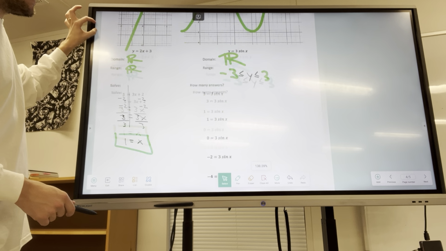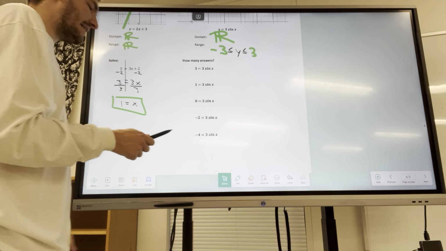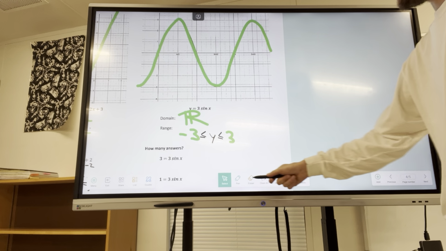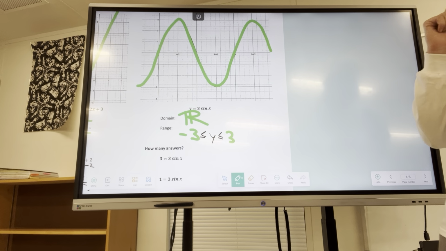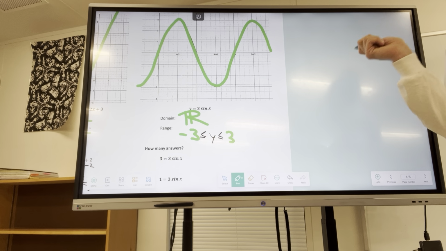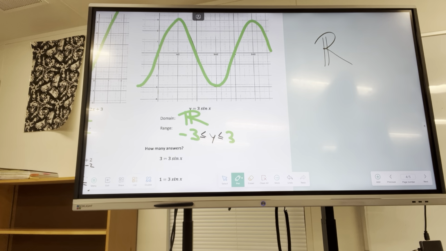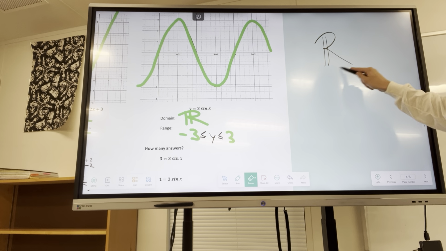Okay, now, how many answers to these equations? I want to make it so that we can see the graph and the questions at once. Is that an all? Yeah, it's all real numbers, meaning two R's? It's all real numbers. If you've never heard of it before, I'll tell you later.